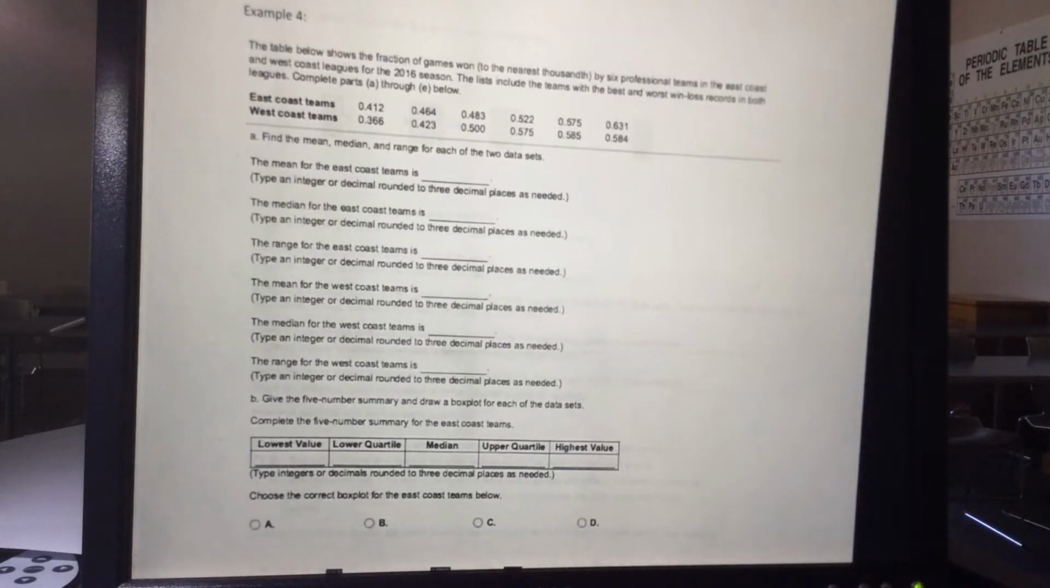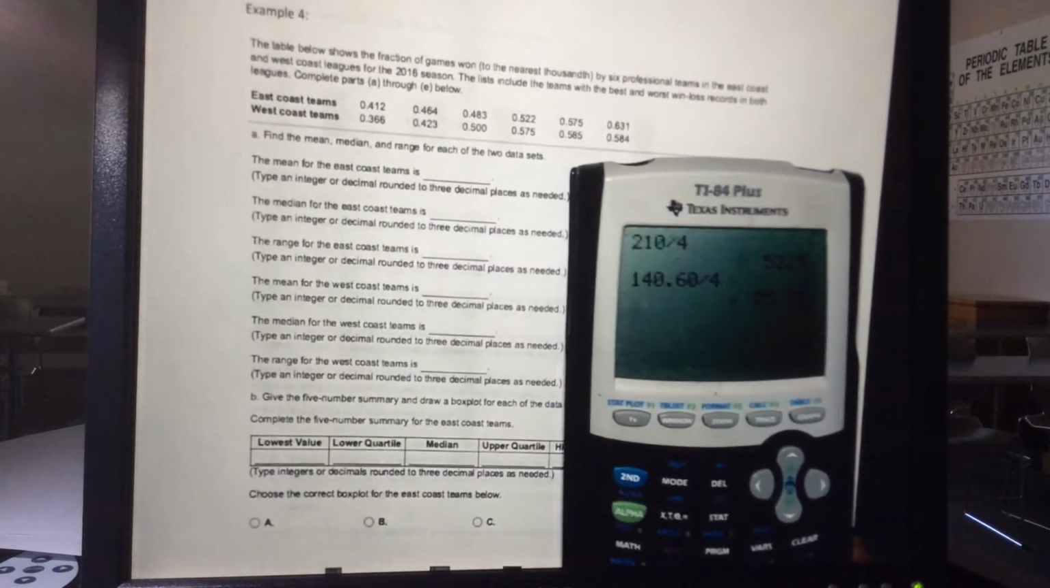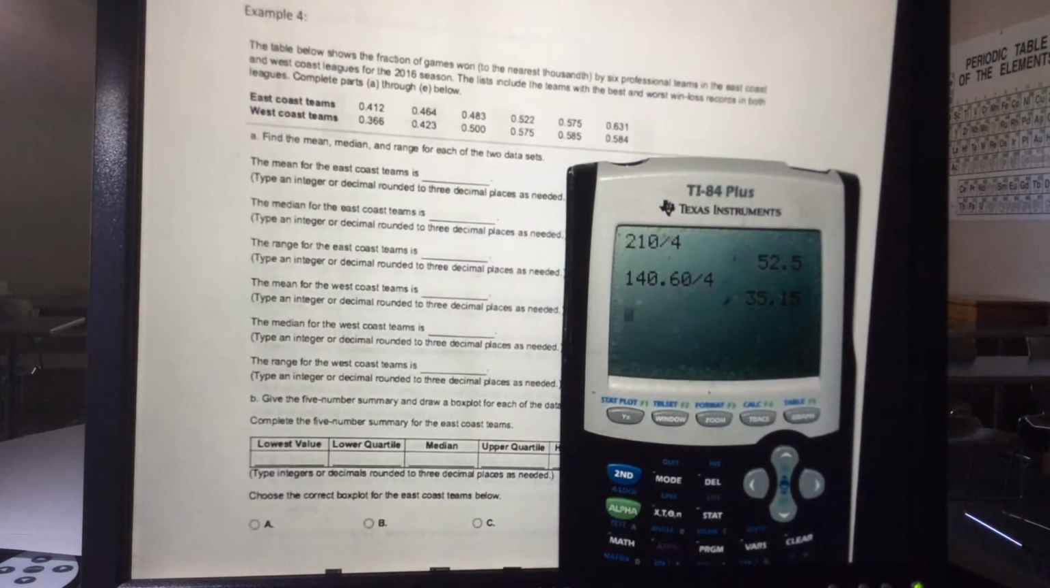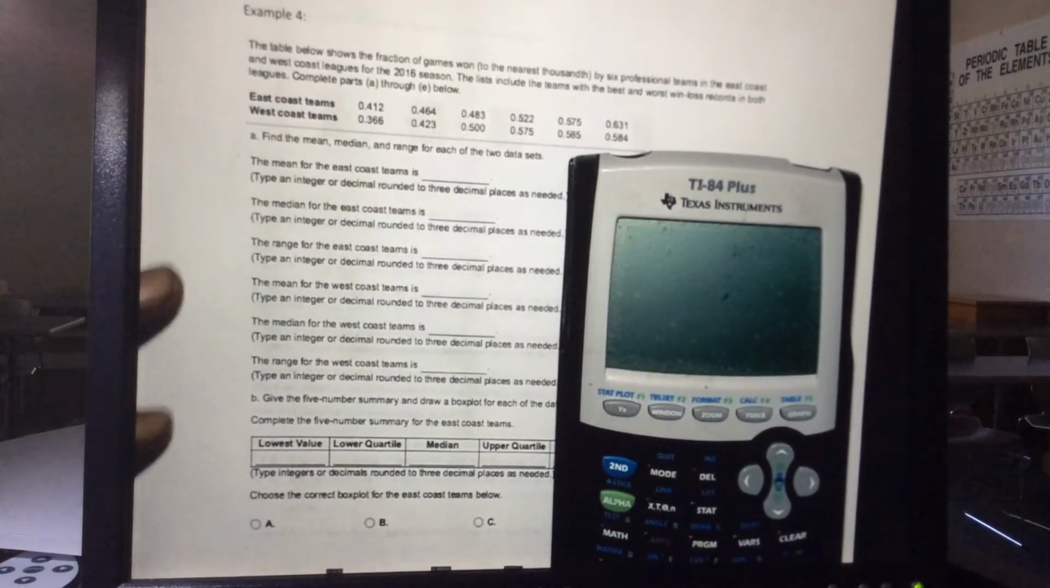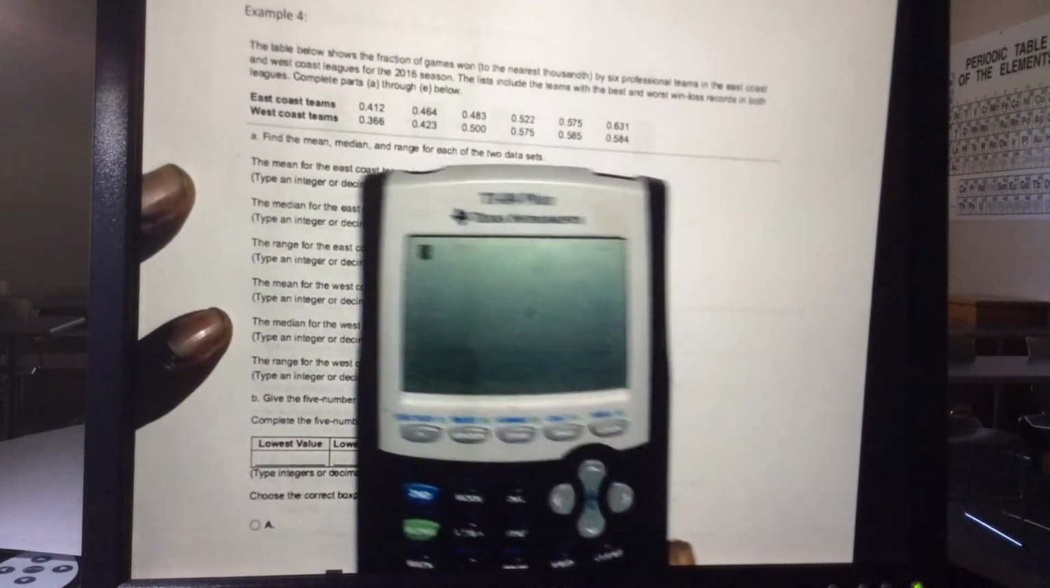Okay, so there's the data set for East Coast teams and West Coast teams. Guess what? We can do all of that in the calculator. Well, most of it we can do in the calculator. Finding the mean, and I think the median, we have to kind of sort the data set in numerical order. We'll see what we can do here with this calculator.